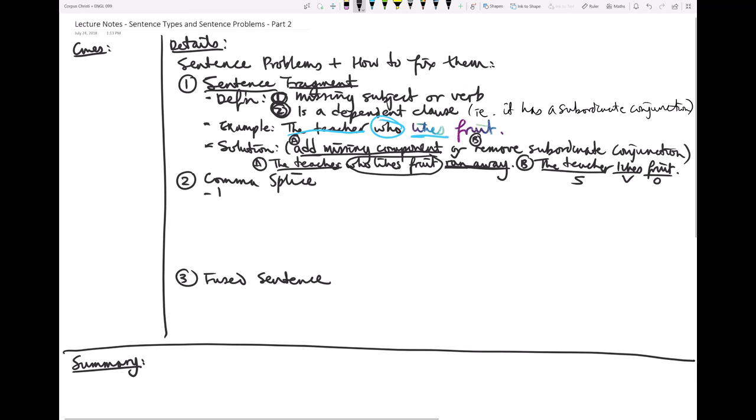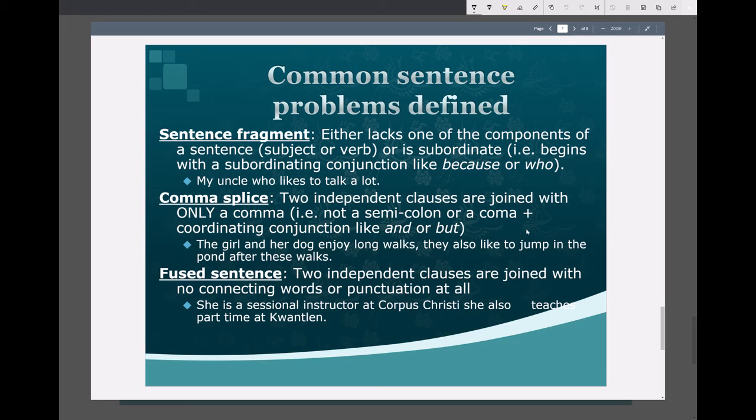What is the definition of a comma splice? If you remember the definition now, you can write it down as a paraphrase. Practice your paraphrasing skill. At the same time, if you're stuck, you can always check the lecture notes. Let's see what it says. Here, a comma splice. You need two independent clauses. They are joined. Now, here's the key. Only a comma. That means not a semicolon and not a comma plus coordinating conjunction.